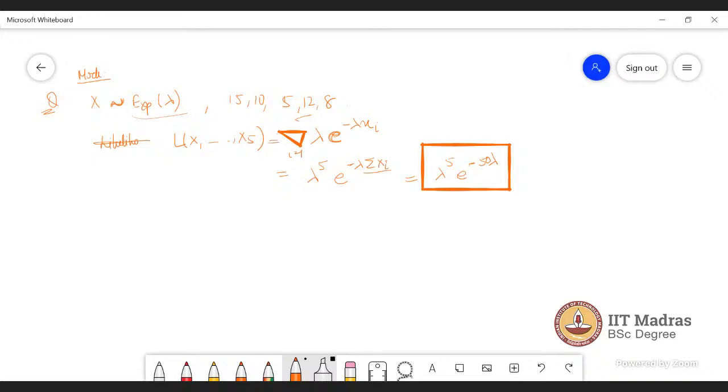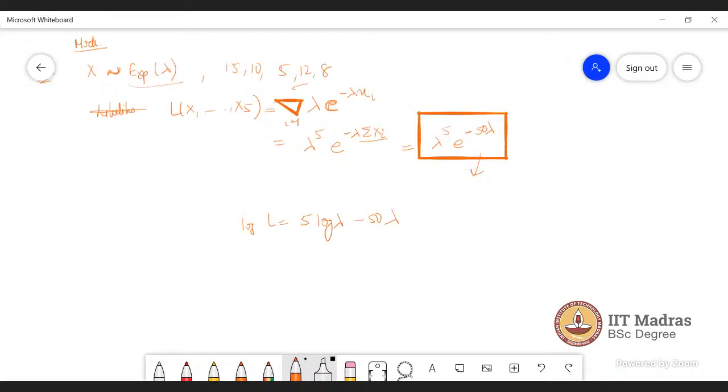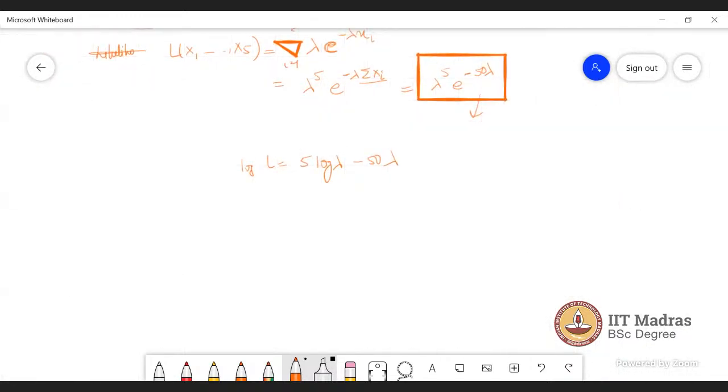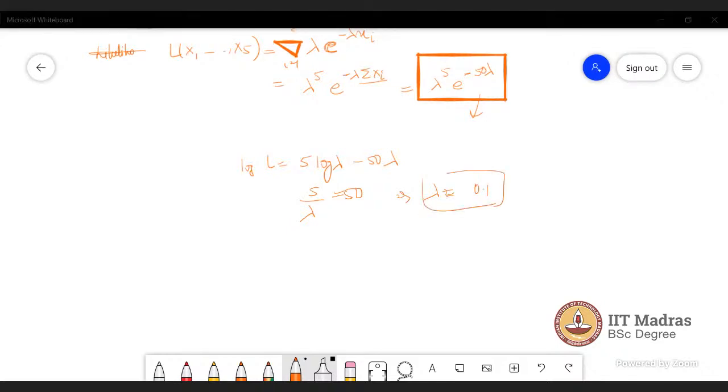So once you find the likelihood function, you will find the log likelihood. It will be 5 log lambda minus 50 lambda. Now you have to differentiate it with respect to lambda. So it becomes 5 upon lambda minus 50, and equate it to 0. It becomes lambda equals 5 upon 50, that is 0.1.